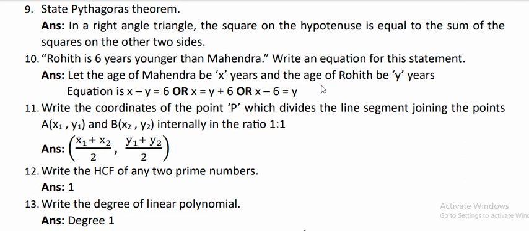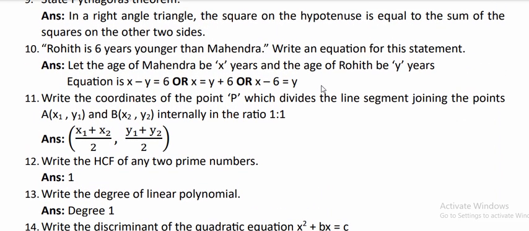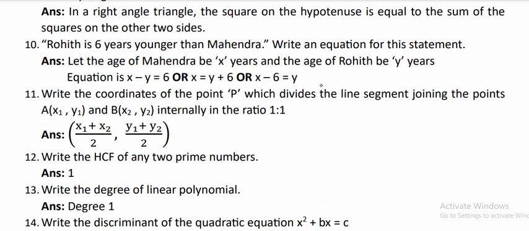Write the coordinates of the point P which divides the line segment joining the points (x1, y1), (x2, y2) in the ratio 1:1. That means it is the midpoint. If a line segment is divided in the ratio 1 is to 1, that means here is the midpoint. So therefore we have to write the midpoint formula. Midpoint formula is (x1 plus x2) divided by 2, (y1 plus y2) divided by 2. So this is the answer for this one.